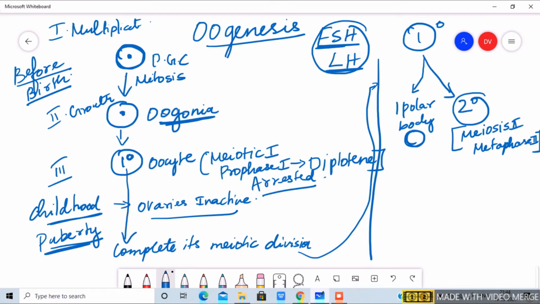If you ask me, ma'am, when will it complete meiosis 2? Guys, only when fertilization happens, the egg will complete its meiosis. That's fascinating, no, guys? Only when the sperm enters the secondary oocyte. So let us take the secondary oocyte, which is arrested in metaphase 2 of meiosis 2. Only when it encounters the sperm, it will complete meiosis 2. Why is that? Because the sperm has the necessary material.